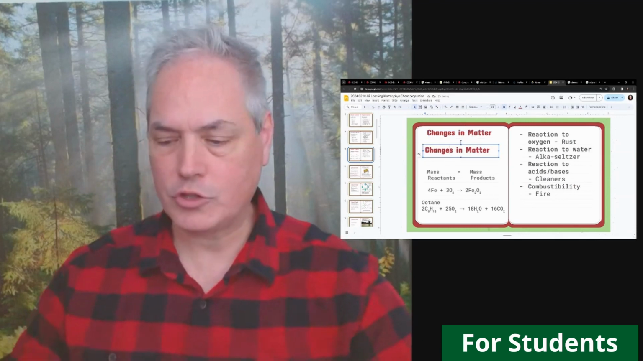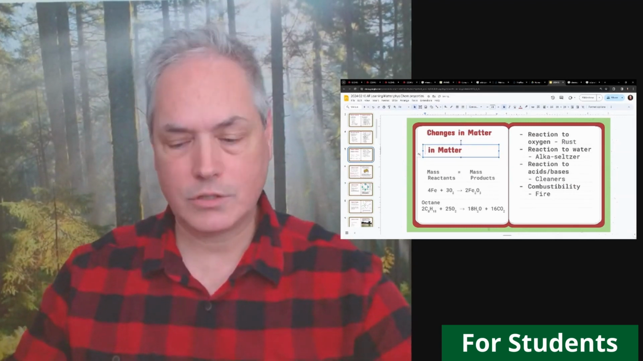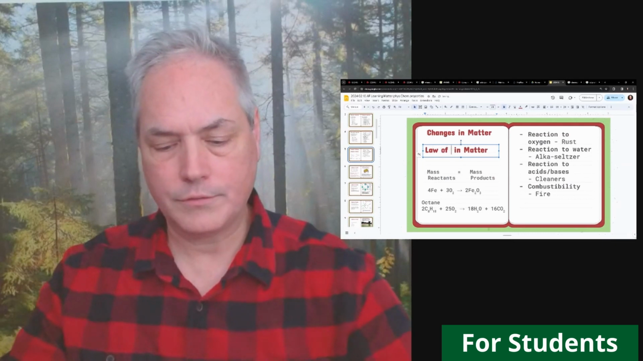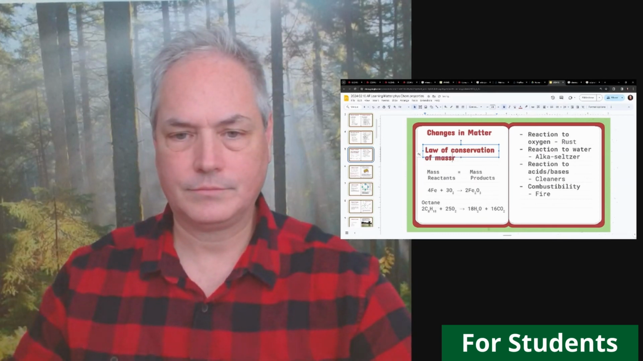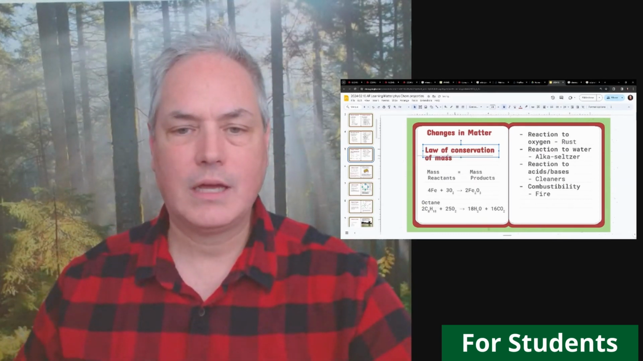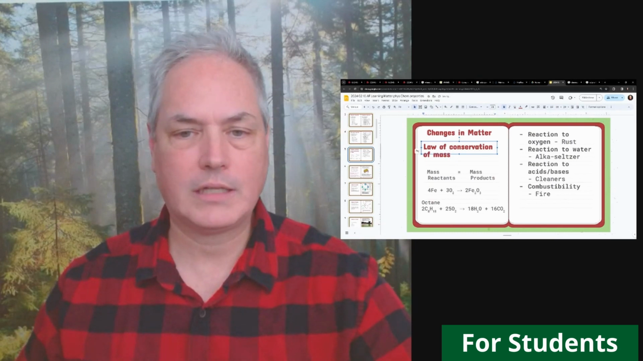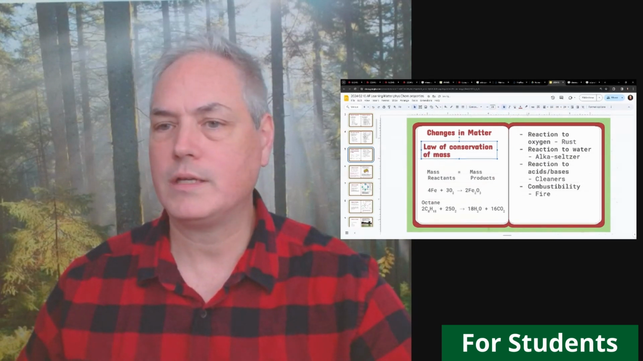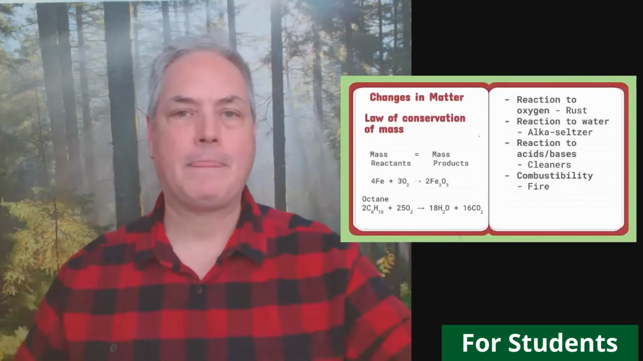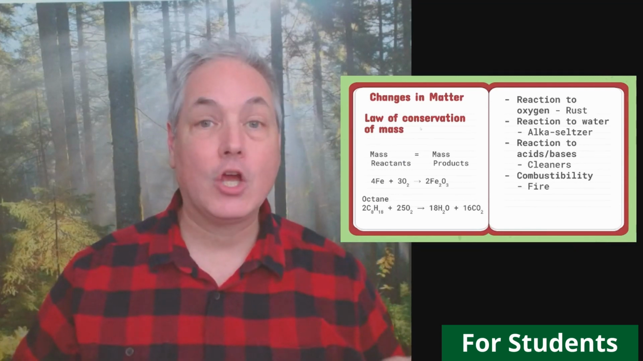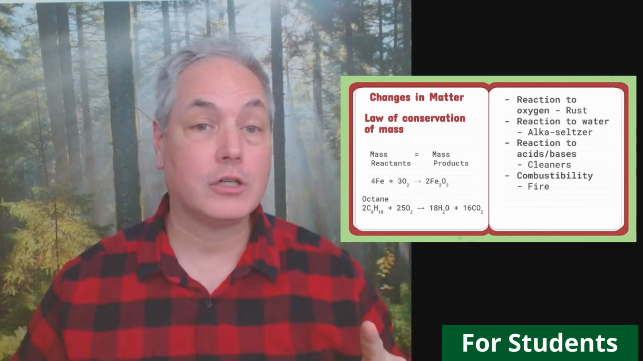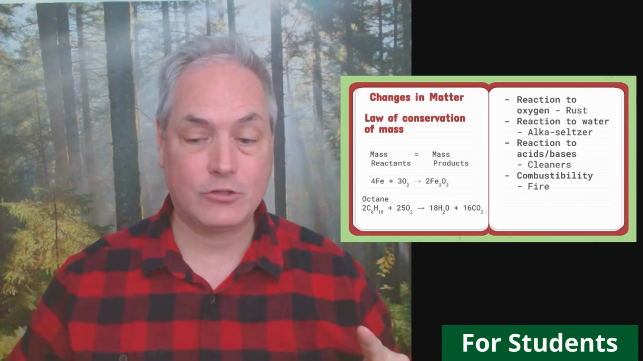So when we talk about changes in matter, we need to consider the law of conservation of mass. Perfect. I think I'm going to even put it this way. Let's see if we can do the slideshow right now. Perfect. When there is a change in matter, we have to keep in mind that the law of conservation of mass needs to hold.